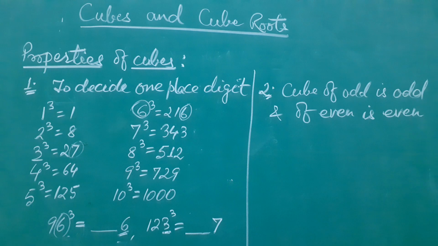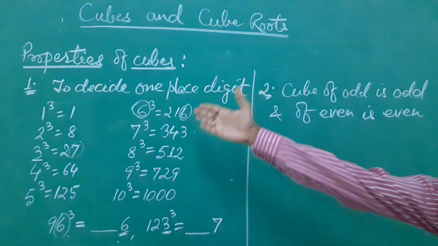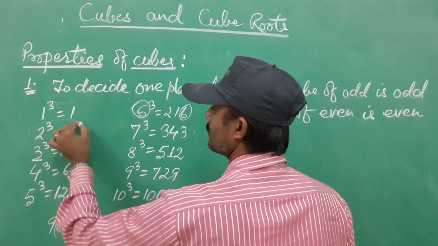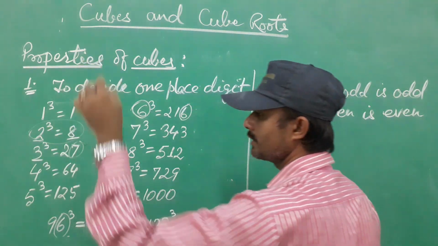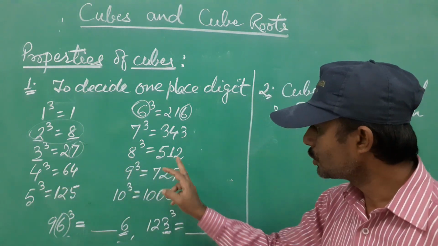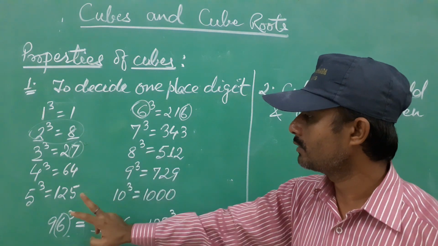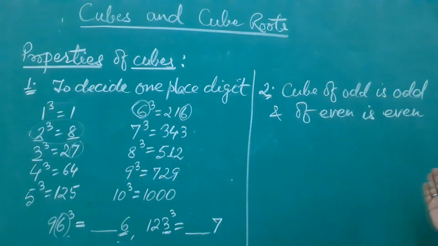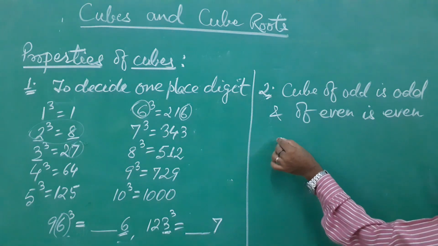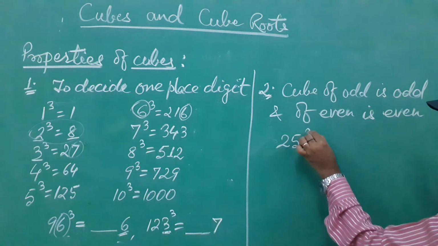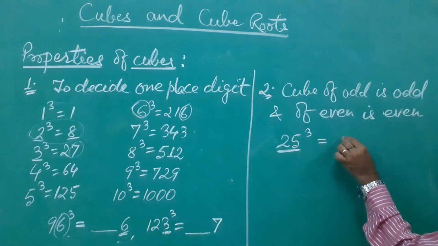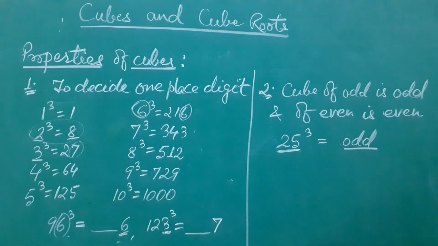Next property, cube of an odd number is always odd, and cube of any even number is always even. Based on this also we can look. This is an even number, so cube is even. For all the even numbers, cube is even. For odd, we have odd. You can use any example like 25. Here the number is odd, so cube will also be odd. So by looking at the number, we can decide whether the cube will be odd or even.